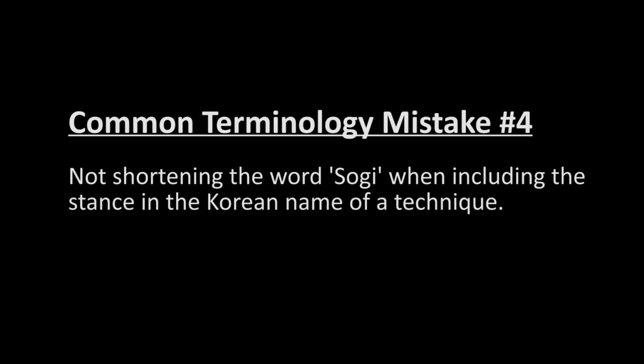Common mistake number 4, not shortening the word sogi when including the stance in the name of the technique. When you name a technique and you include the stance, the stance comes first. So for example, walking stance, front punch. Now, walking stance is gunnun sogi. So when you're talking about a walking stance on its own, use the word gunnun sogi.